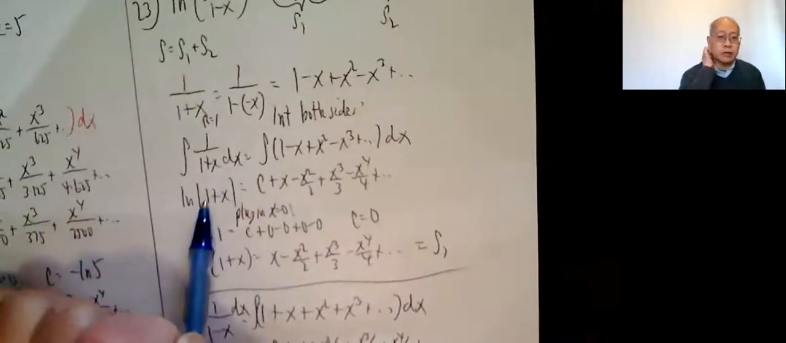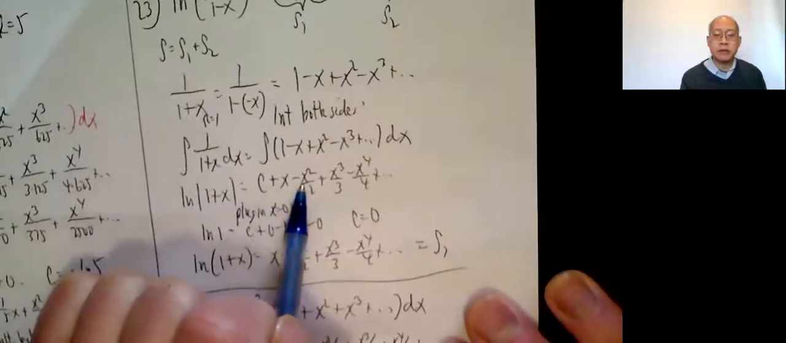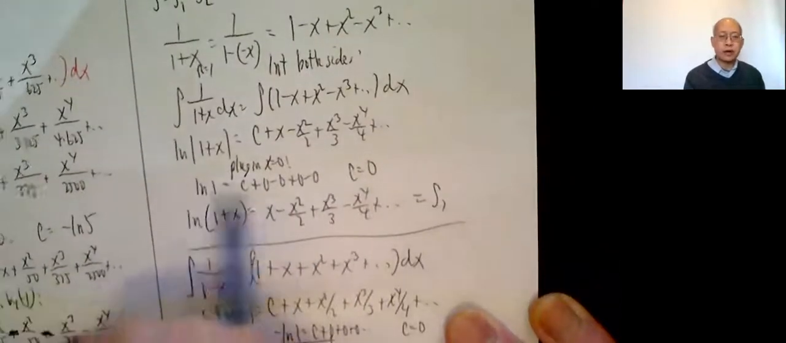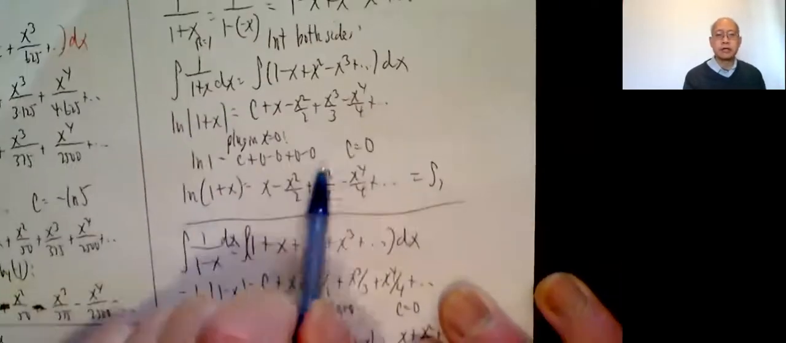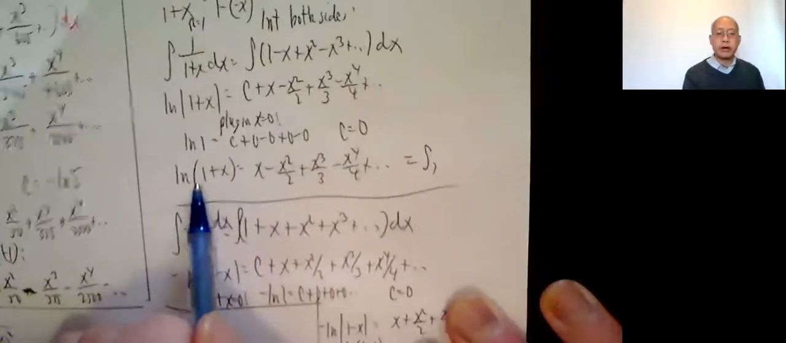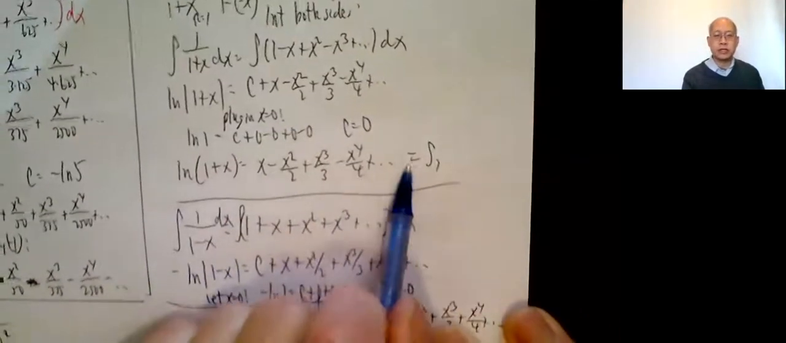This becomes ln absolute value of 1 plus x equals C plus x minus x squared over 2 plus x cubed over 3 minus x to the 4th over 4. Plug in 0. ln 1 is C plus 0 minus 0. So C is equal to 0, which is ln 1. And again, drop the bars. So we already know this is ln(1 plus x). That's S1.